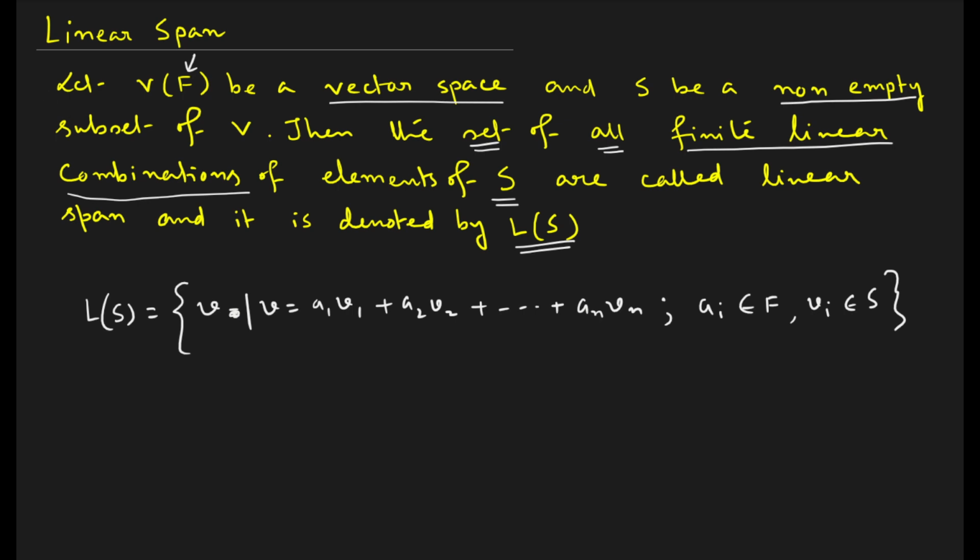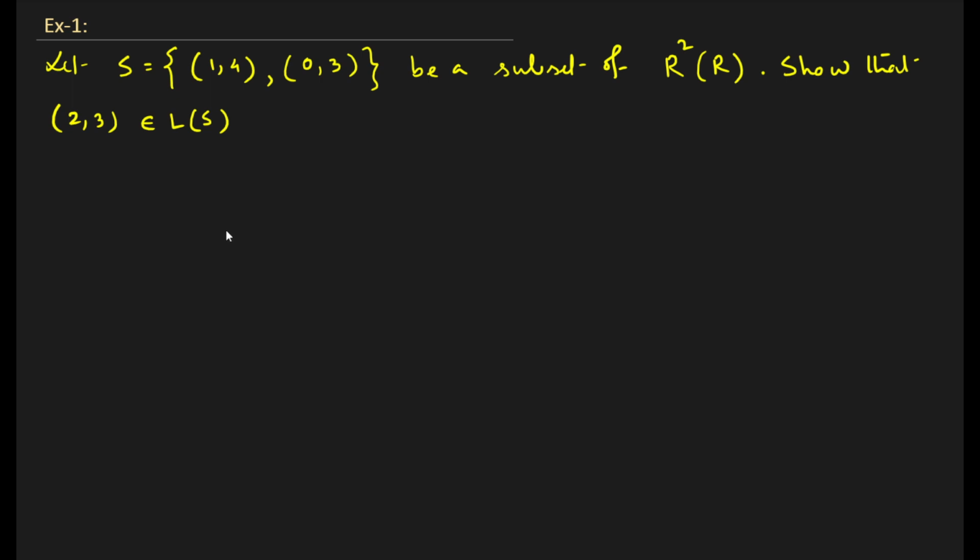Okay. Now let us come to the example. Now here one set is given. Now you see in this particular set, two elements are given. This is the first element and this one is the second element. Only two elements are given.